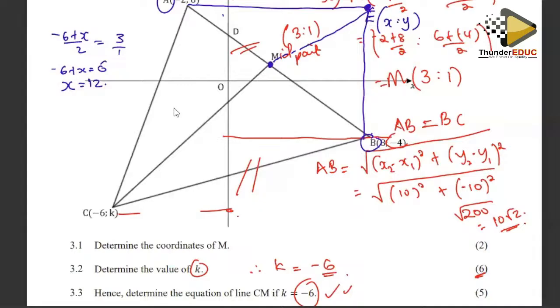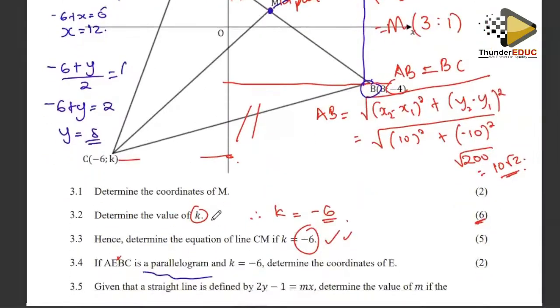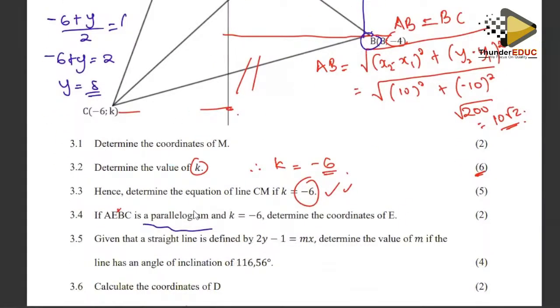We do the same with the y. If we get k, which is -6, plus the y value of E, divided by 2, we must get the y value here, which is 1. Cross multiply, -6 plus y is 2. Then y becomes 8. Okay, so that's what they wanted. I don't know why they are giving us just 2 marks.